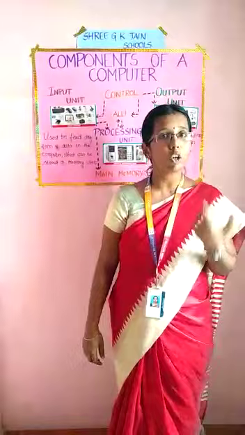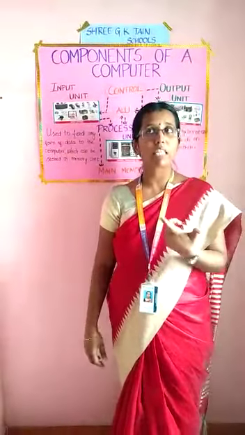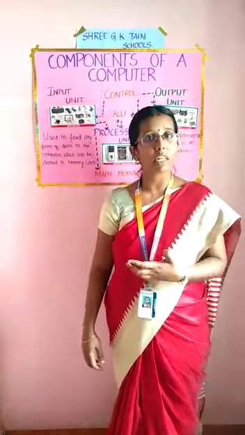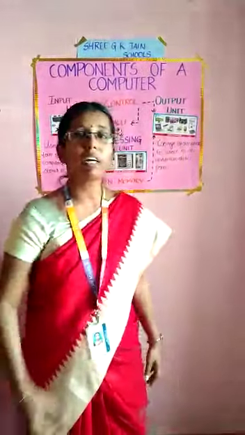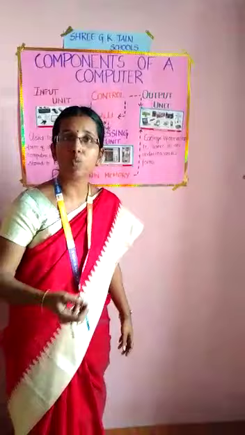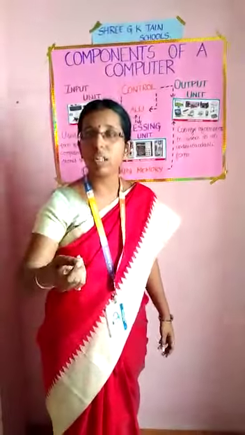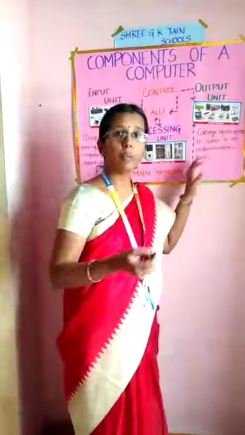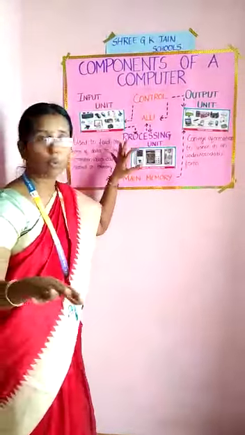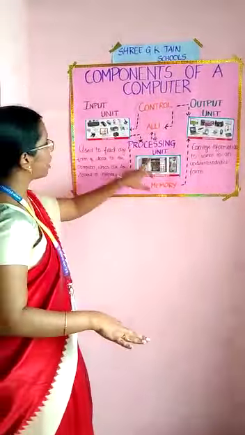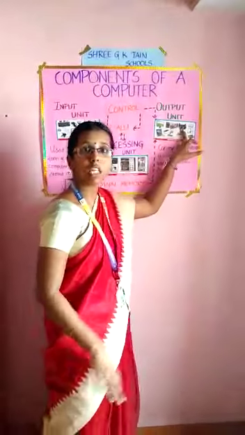So the physical components, for example keyboard, mouse, monitor, will all come under hardware. And software is nothing but a program, or the instructions you give to the computer for processing. So that will come under software. Among the components, you have three basic units: one is input, one is processing, and another one is output.